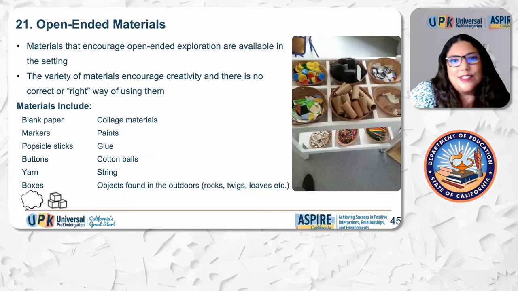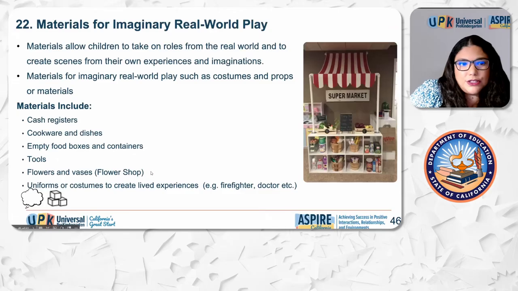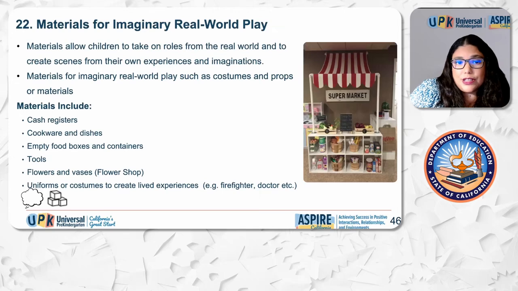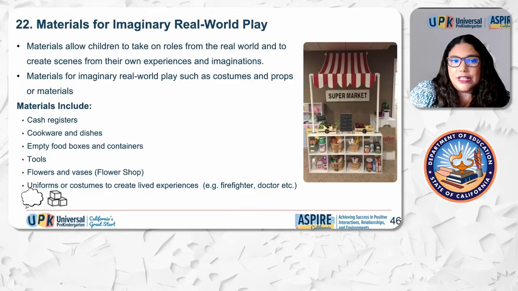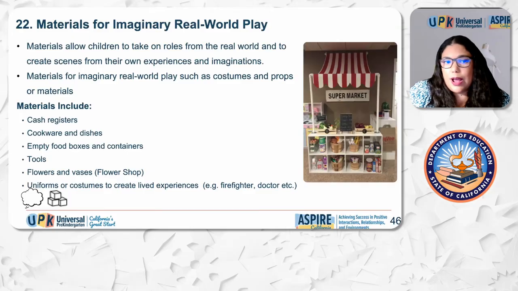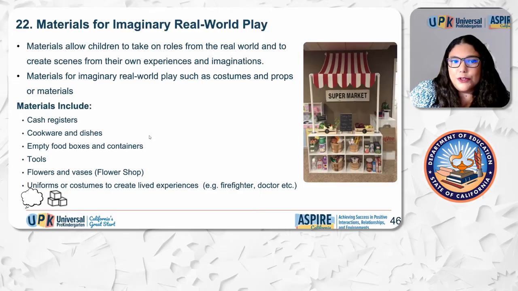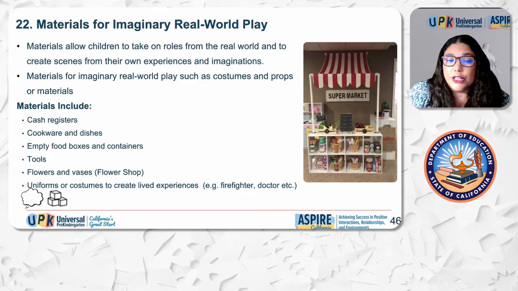Okay, next slide. Now we have item 22, which are materials for imaginary real-world play support. We know that these materials help support children in acting out familiar roles, routines, and real-life experiences. Through dramatic play props like cookware, empty food boxes, uniforms, tools, and specialty items such as cash registers or flower shop materials, children can recreate scenes from their home, their community, or from their own imagination.